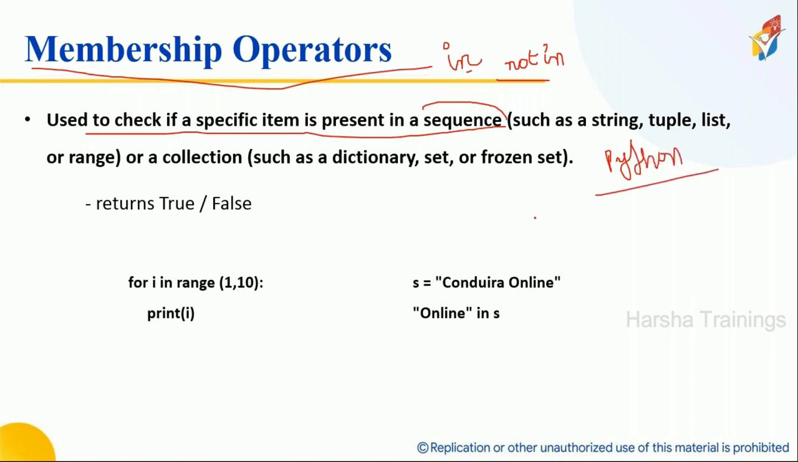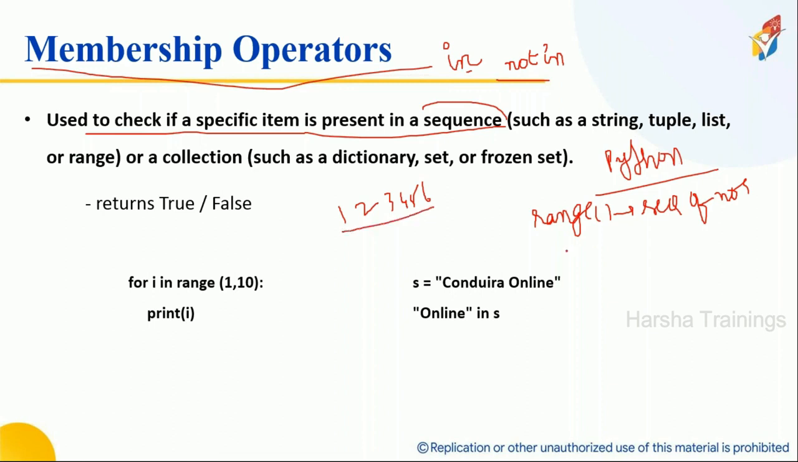There are 4 sequences. First one is the range function. Let me discuss them in a few minutes. Range is a function which generates a sequence of numbers. What is the meaning of sequence of numbers? 1, 2, 3, 4, 5, 6, and so on. Shall I call them a sequence of numbers?